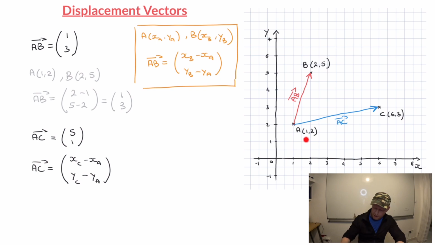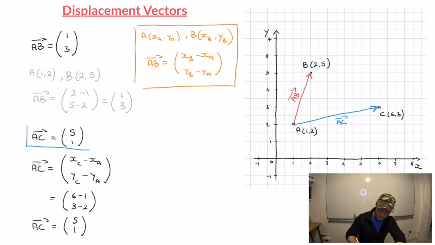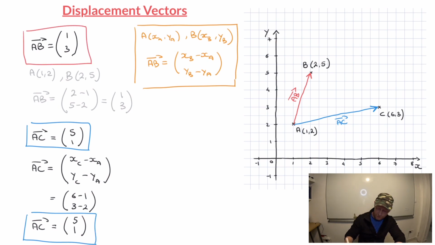Now, since A has coordinates (1, 2), and point C has coordinates (6, 3), this quickly turns into 6 minus 1 and 3 minus 2. And finally, we can state that the vector AC, or the displacement vector AC, has components 6 minus 1, which is 5, and 3 minus 2, which is 1, which confirms the result we had found directly off the XY grid. And there we go. We've now defined the displacement vectors AB and AC.